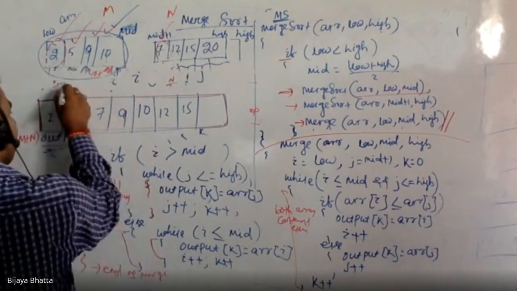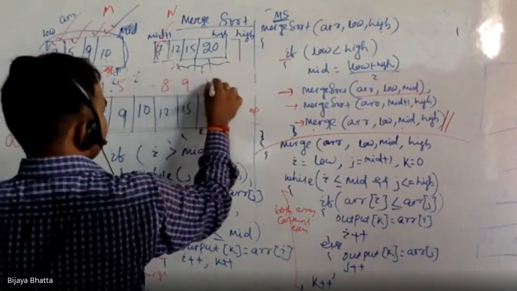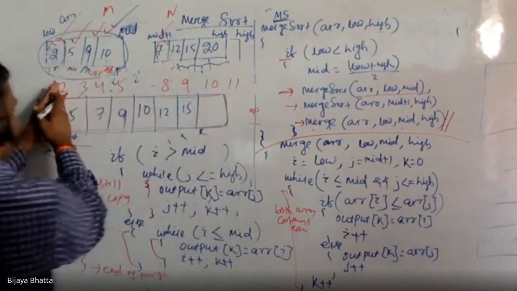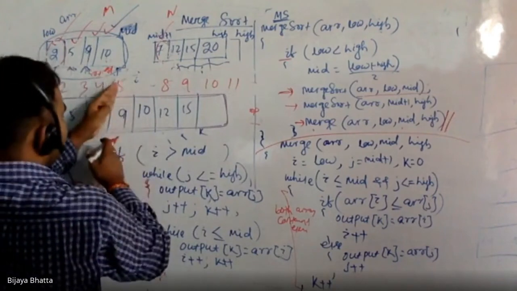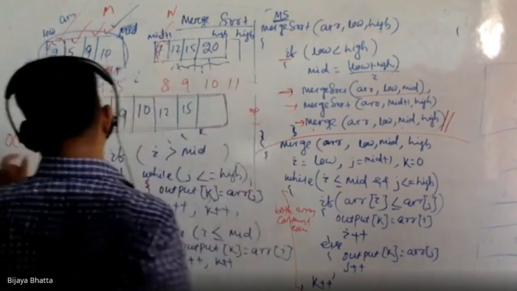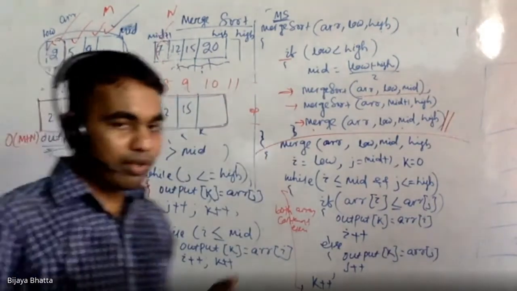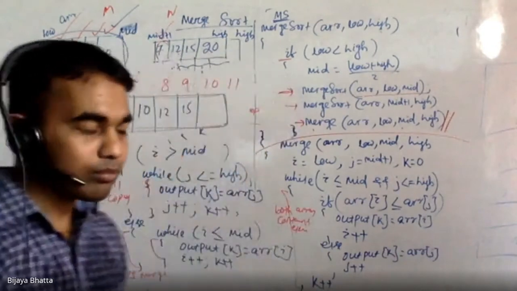Suppose it is containing 2, 3, 4, 5, and this is 8, 9, 10, 11. So what will happen? I2 will be copied, 3, 4, 5. That means it is order of m. Again, you will copy this n. So that's why it is m plus n. So that is going to be order of m plus n.